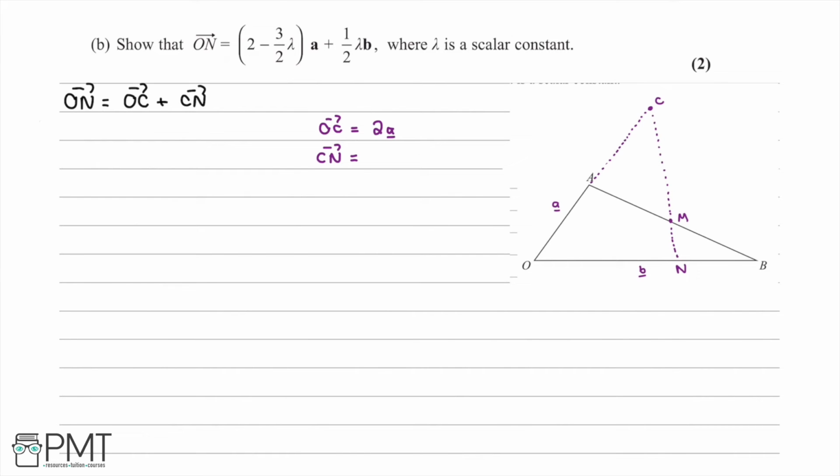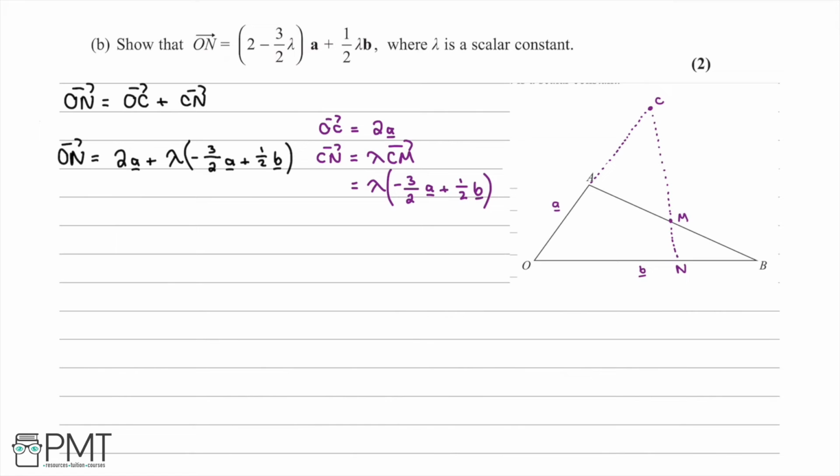So therefore we can use lambda as a scalar value to say that the vector CN is going to be equal to lambda CM. And we know that the vector CM is equal to negative 3/2 A plus 1/2 B. We know this from the previous question. So therefore we can substitute this into our expression for ON. So we'll have 2A plus this expression here with our lambda. So lambda multiplied by negative 3/2 A plus 1/2 B, and we put brackets in here.